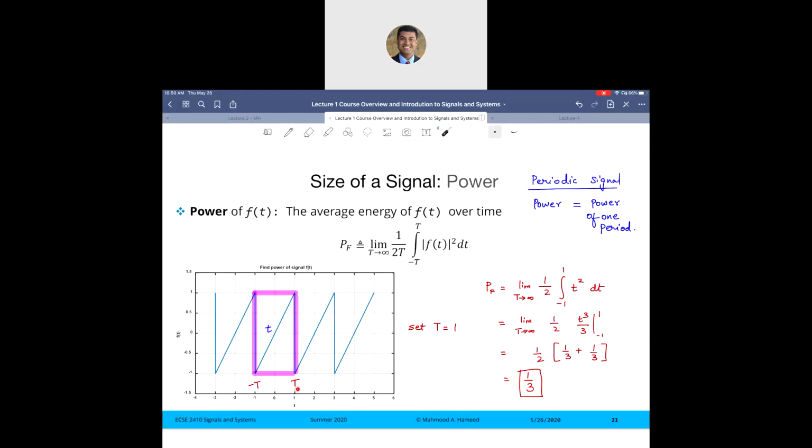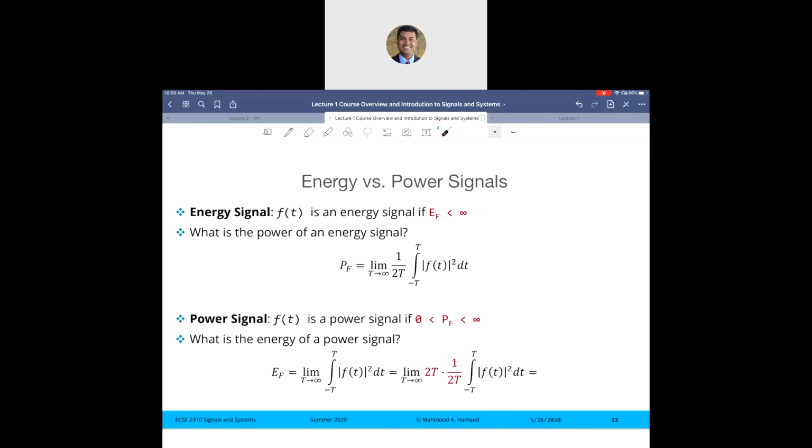We went over this particular example earlier where we had a sawtooth waveform that was linearly increasing with a slope of 1 from negative T to T, where we set this to negative 1 and plus 1. We found the power by applying that particular formula to be 1/3. Essentially, that's where we stopped. Now we are going to move to the classification itself, energy versus power signals.